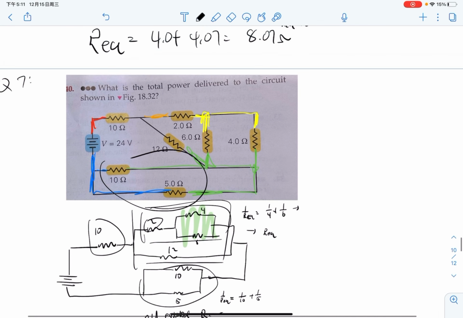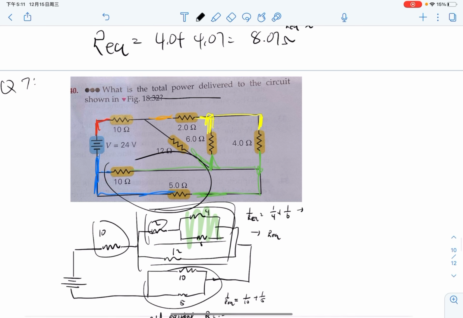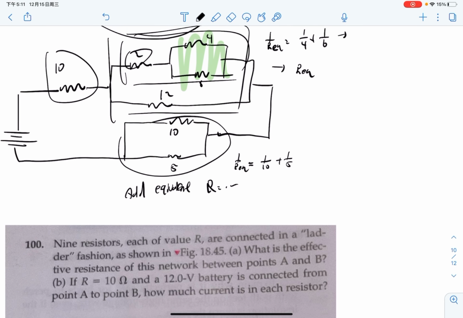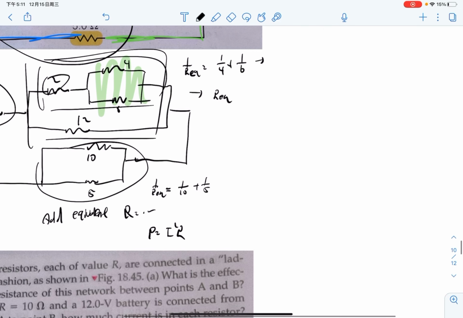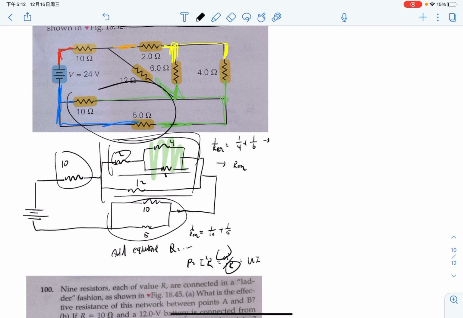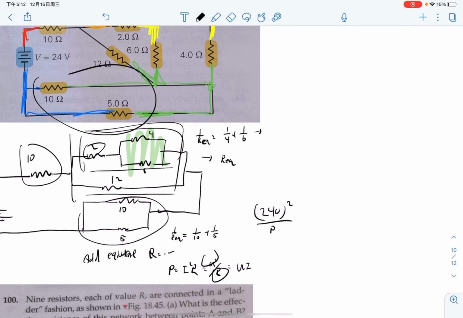And the total power P is equal to I squared R, or is equal to U squared divided by R, or is equal to UI. And in this case, we know the U and R, so this is equal to 24 V squared divided by R equivalent. And we're done with this problem.